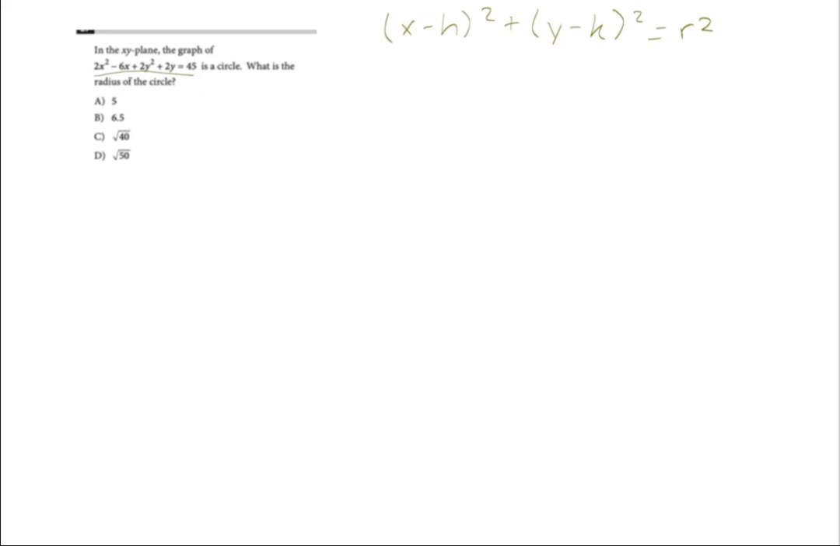So we're going to have to do a bit of algebra to get this equation right here to look like this equation right here. So the first thing I'm going to do is try and sort of separate it so that we can look at each of these independently, if you will.